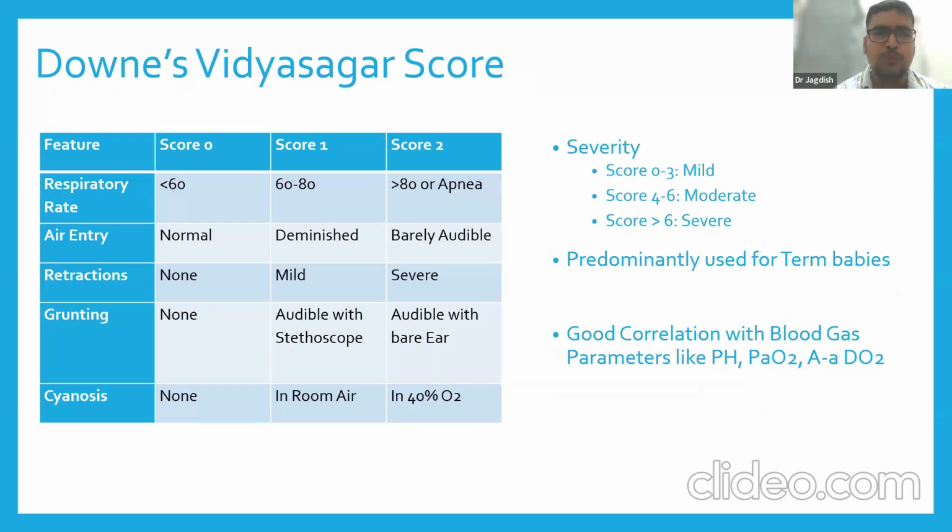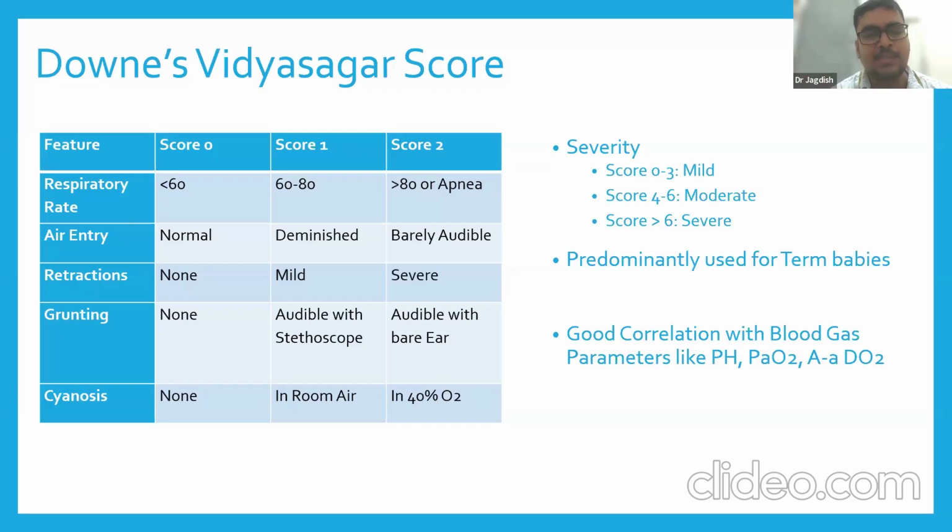Here we have 5 points: respiratory rate, air entry, retractions, grunting, and cyanosis. If the rate is less than 60, we score it 0. If it is from 60 to 80, we score it as 1. If it is more than 80 or the baby has apnea, then we score it as 2. If the air entry is normal and equal over bilateral chest walls, then we put it as 0. If the air entry is diminished, we put it as 1. If there is a silent chest or barely audible air entry, we put a score of 2.